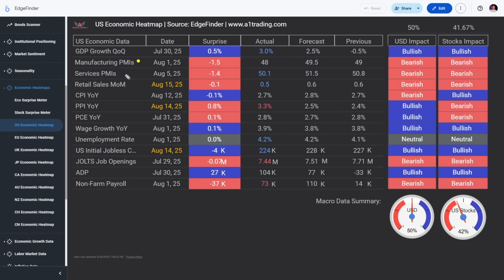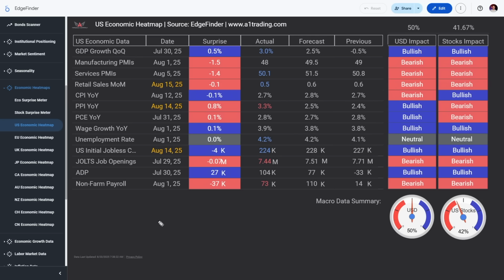Conversely, we had manufacturing and services PMIs both miss their expectations. You can see that they were forecasted to come in at 49.5 and 51.5 respectively, and instead we missed both. The surprise to the downside was bearish for both the US dollar and for stocks. Additionally, we had retail sales numbers that came in under the expectation, causing a negative impact on the US dollar and the stock market. Now remember, if you're a gold trader, these bearish US dollar impact readings are actually bullish for gold.